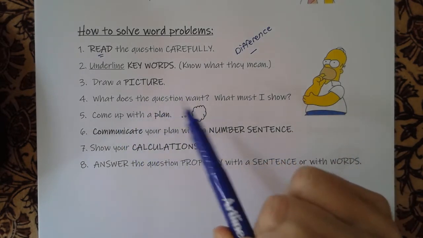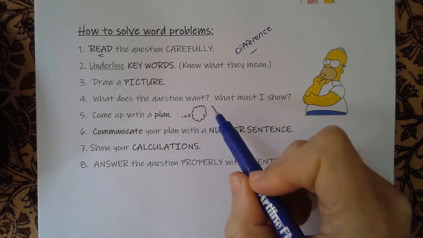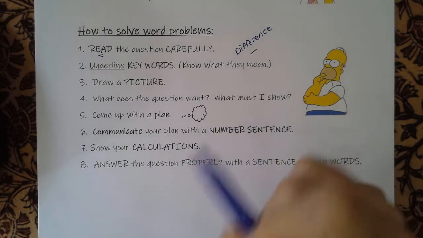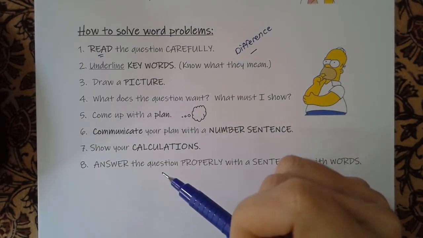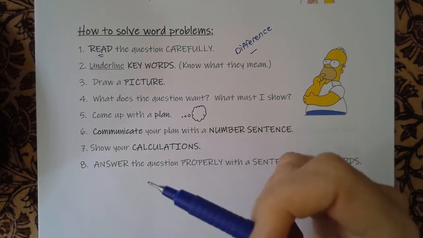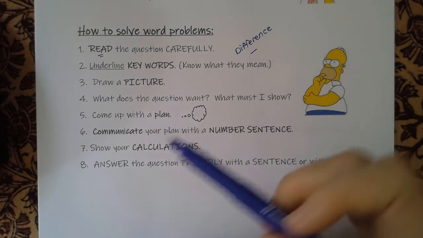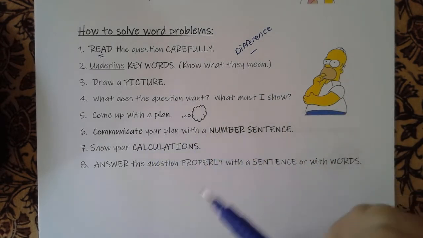Then what does the question want? What must I show? So it's very important that when you've read the whole instruction, you go back to the question and ask yourself, what is it that they want from me? And then come up with a plan. How will you solve this? What calculations are you going to use? Are you going to multiply, divide, add? What steps are you going to follow? Then communicate your plan with a number sentence.